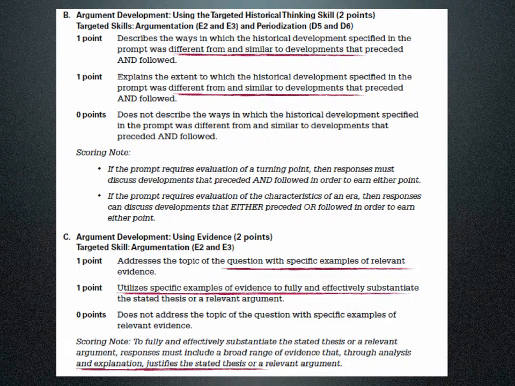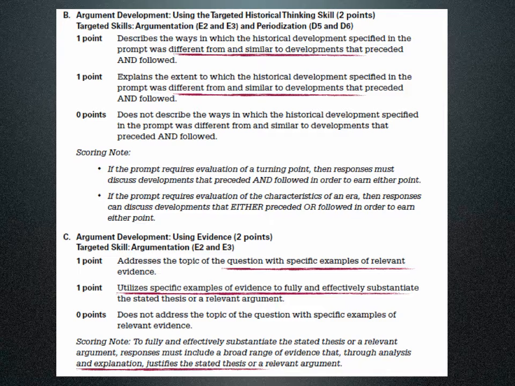Then argument development. In argument development, you have a possibility of 2 points, and you're going to tell how the historical development is different from and similar to events before the time period, and similar and different to events that followed. So those are your 2 points, and we're going to look specifically at how this is used in the sample essay.